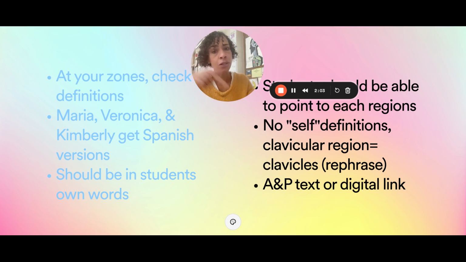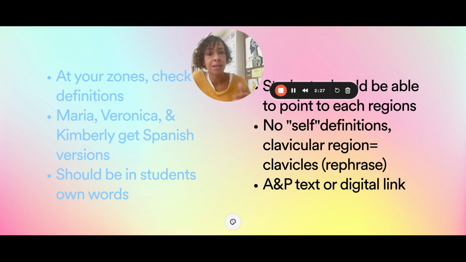So don't allow any self-definitions like the clavicular region means the clavicles. Well, if they don't know that these are the clavicles, that's not a helpful term. So ask them if you see that, hey, can you point to the clavicles? And if they go, then cool, that's a fine word for them to use as a definition.